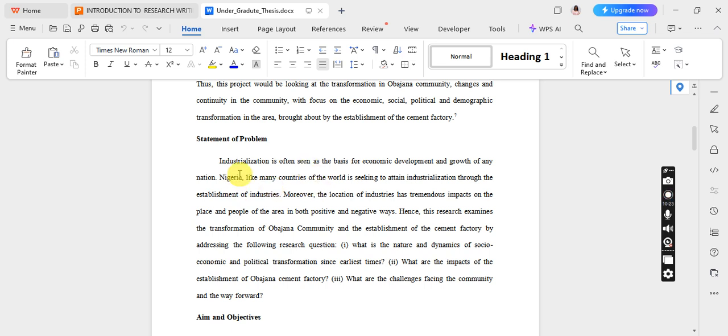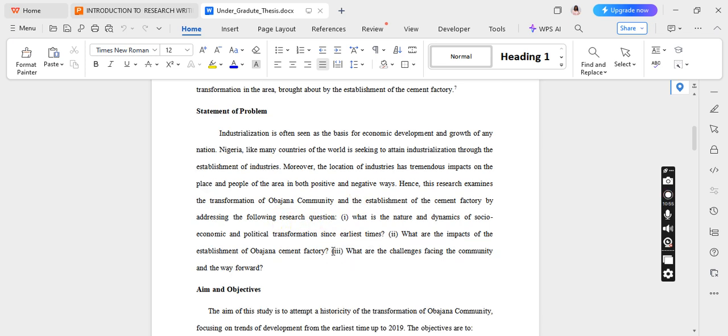Industrialization. Okay, now look at this example. Industrialization is often seen as the basis for economic development and growth of any nation. Nigeria, like many countries of the world, seeks to attain industrialization through the establishment of industries. Moreover, the location of industry has tremendous impact on the places and people of the area in both positive and negative ways. Hence, this research examines the transformation of Obajana community and the establishment of the cement factory by addressing the following research question: what is the nature and dynamics of socio-economic and political transformations since earliest times?